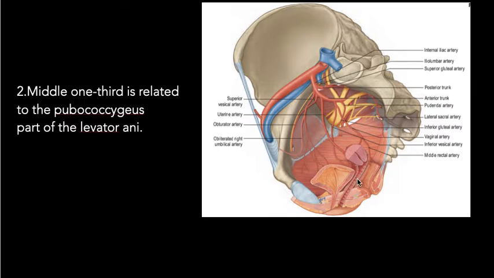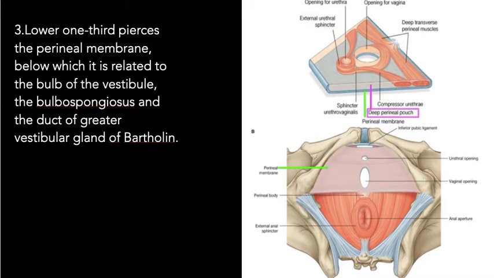The middle one third is related to the pubococcygeus part of the levator ani. This is the levator ani, related to the middle one third of the vagina. The lower one third pierces the perineal membrane. You can see this is the perineal membrane. The lower one third of the vagina is going to pierce the perineal membrane, forming the vaginal opening, and is related to the bulb of the vestibule, the bulbospongiosus, and the duct of the greater vestibular gland of Bartholin.